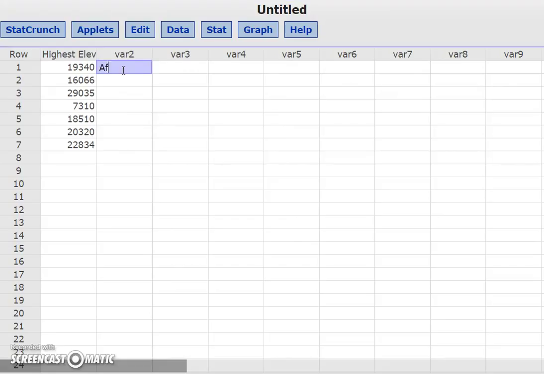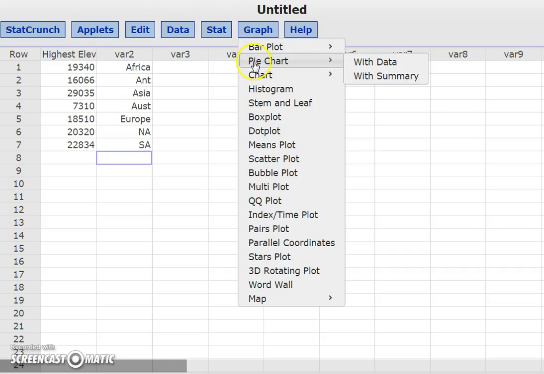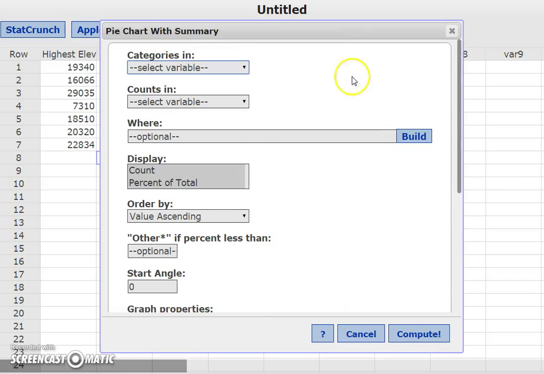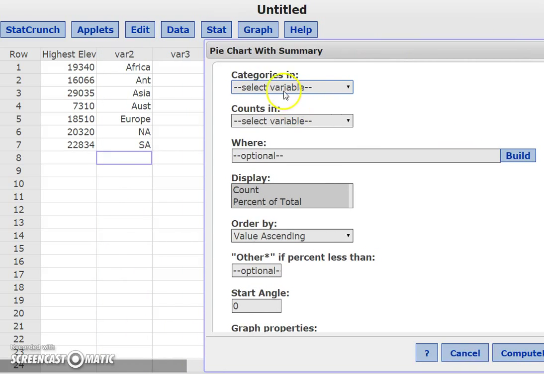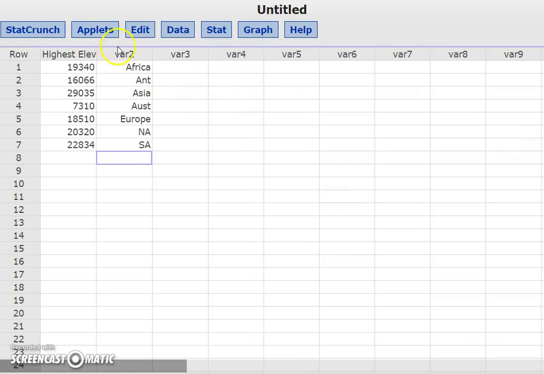And I'm just going to type the names right here. Okay. So one thing that StatCrunch can do is go in and do a pie chart with summary. So your categories, I actually had to type my categories in variable 2. Those are my continents, a little bit backwards. Notice your book has the continents first. And let's actually exit out of here. And let me type in continents.